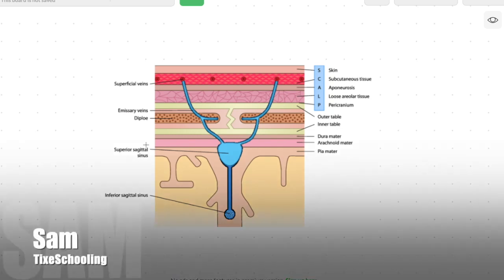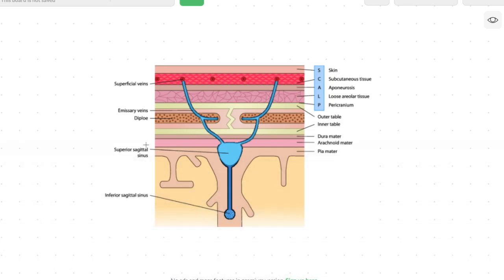You're watching Tiger Schooling, and today we are going to cover the scalp. The scalp is the skin over your head. It is not the skin over your face or your neck. It's just the skin over your head. So that's why we call it the scalp.